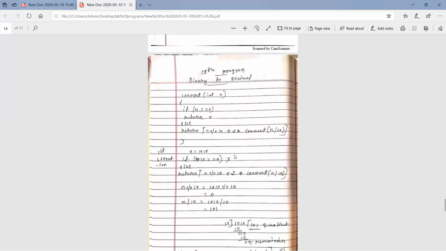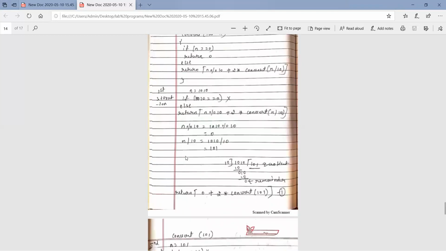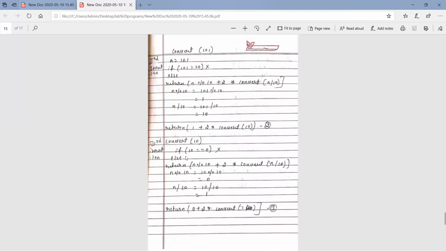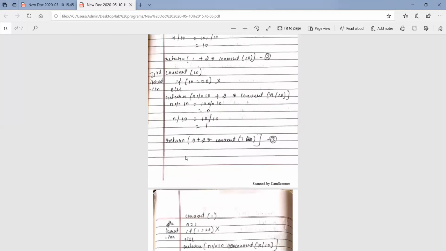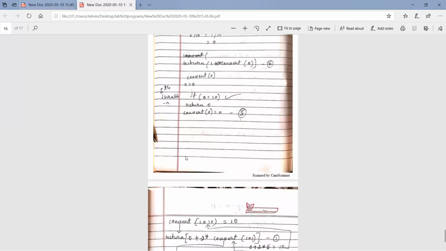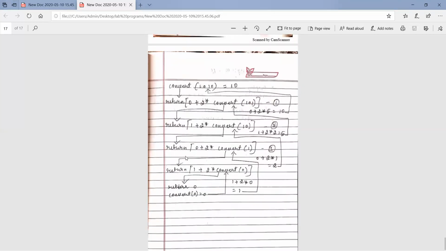From the second result, it is returned back to the first result. From the first result, it is returned back to its calling function, that means the main function. Since several pages are there, I can't show that backtracking, so I summarize those results here.